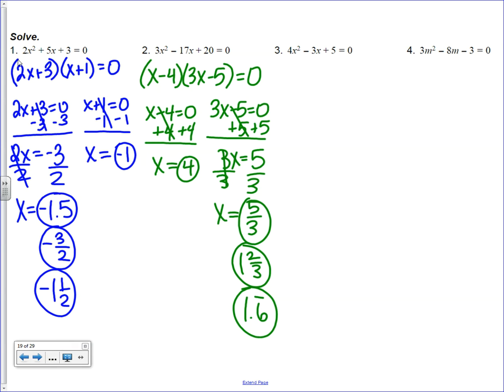Cody, what were my factors in number 3? We didn't have any. So if I didn't have any factors, do I have anything to set equal to 0? No, so I don't have a solution. This thing has no solution.